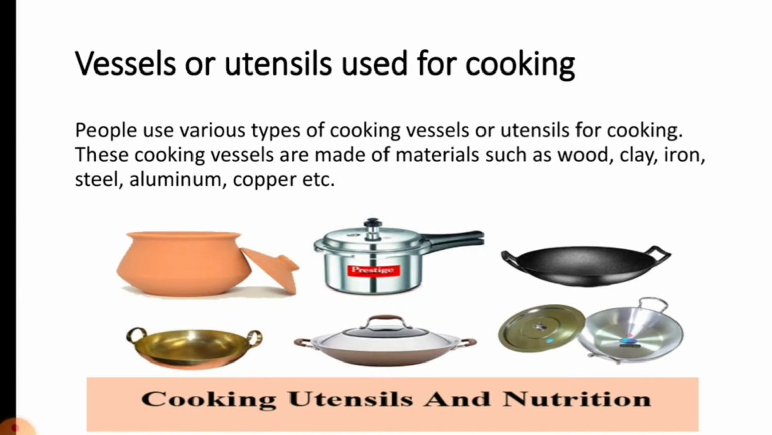Now we will see the next topic, that is vessels or utensils used for cooking. Students, for cooking food we need vessels, and vessels used in our kitchen are called utensils. Cooking utensils are made of wood, steel, clay, and plastic. And students, as you can see in this picture, here are some commonly used utensils in our Indian kitchen, like wok, frying pan, pressure cooker, and cooking pot.